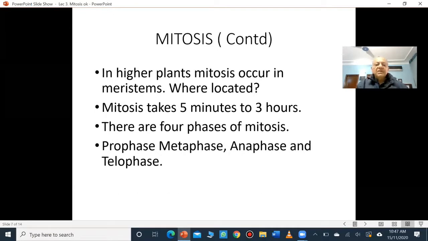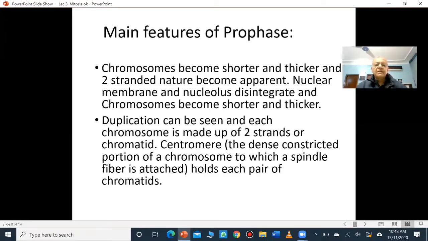In higher plants, mitosis occurs in meristems. Where are meristems located? Meristems are located at the tip of the root and at the tip of the shoot. In class, I will explain this to you with the help of a diagram. This is what you are going to study next. Mitosis takes about 5 minutes to 3 hours, and as I have said, there are four phases of mitosis: prophase, metaphase, anaphase, and telophase. Let us start with prophase. Prophase is the longest phase of mitosis.